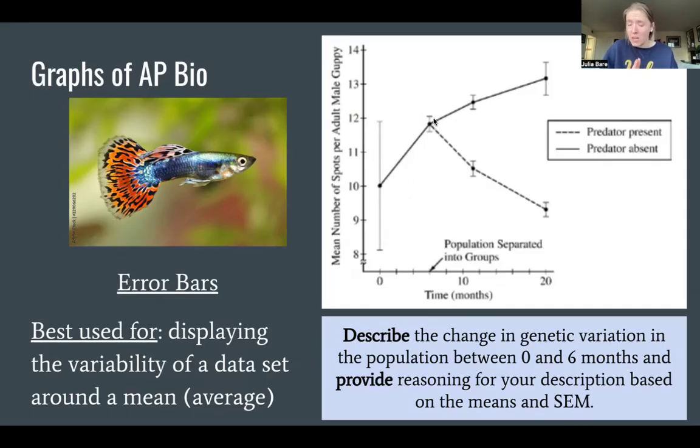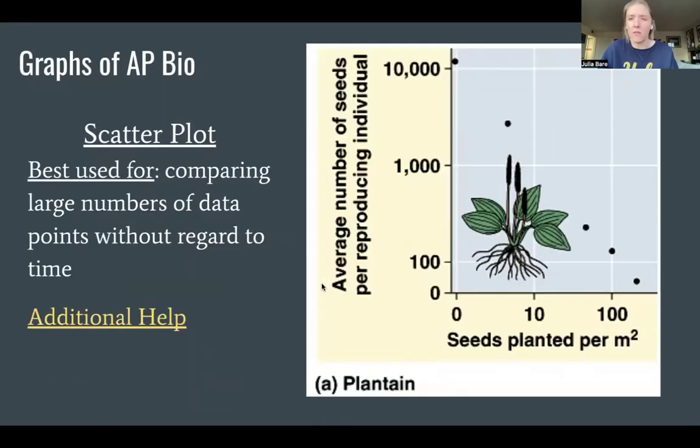What we can see happened from 0 to 6 months is that the variation decreased. There was less variation. The guppies, on average, had closer to 12 spots, and there was less variation in that data set. This is not about accuracy or reliability in the data here. This is specifically about variability in the data that was collected. So that's an important thing to notice about error bars that you might not have noticed in the past when we've gone over examples of error bars.